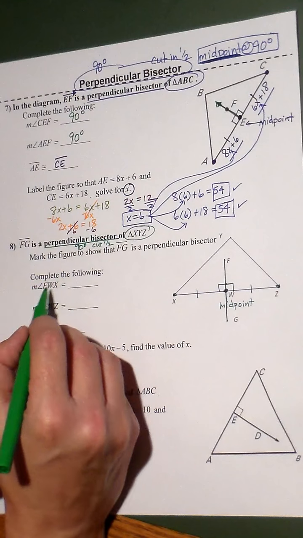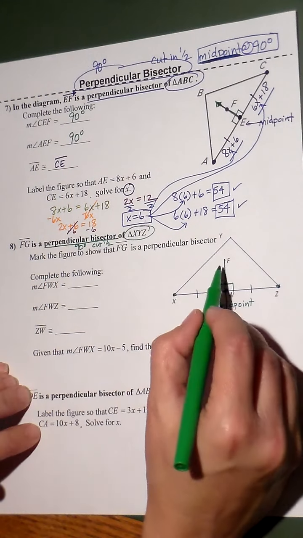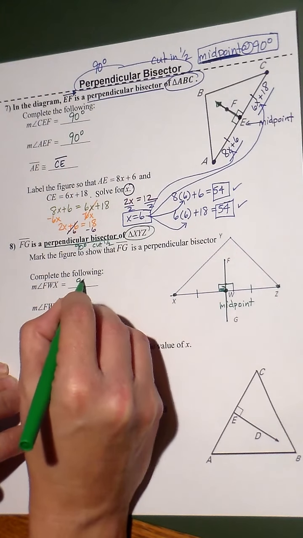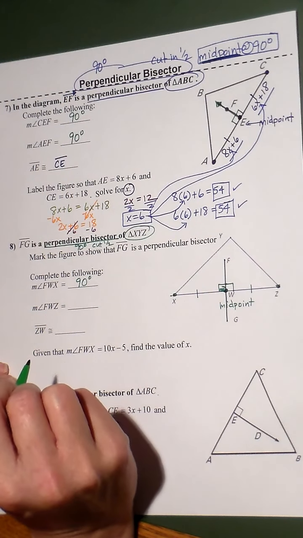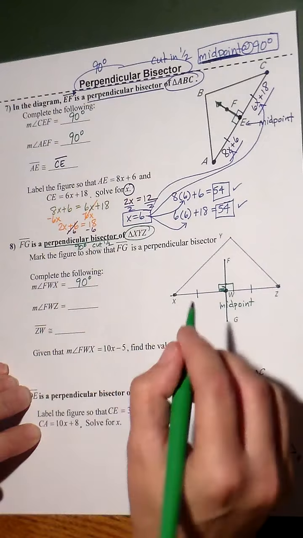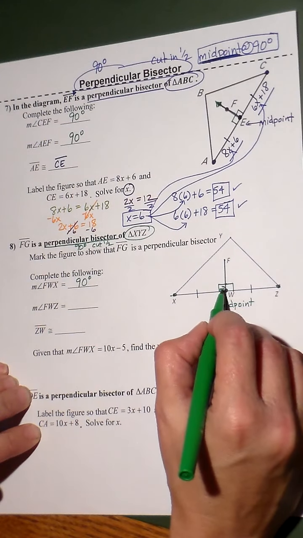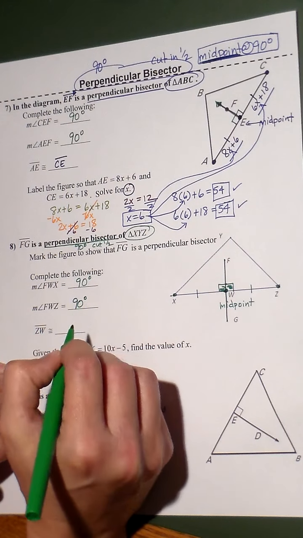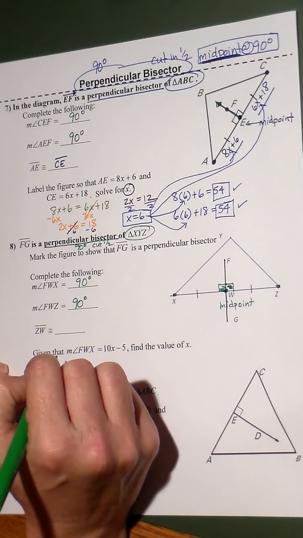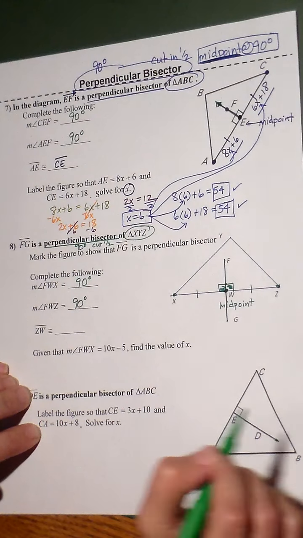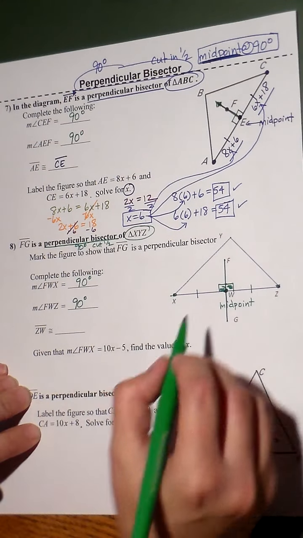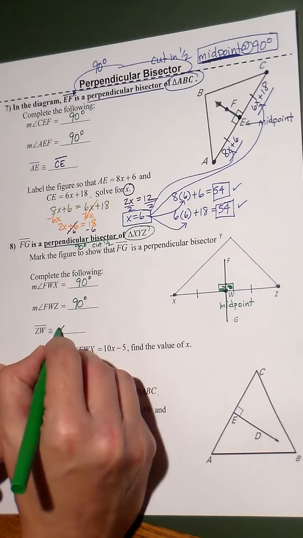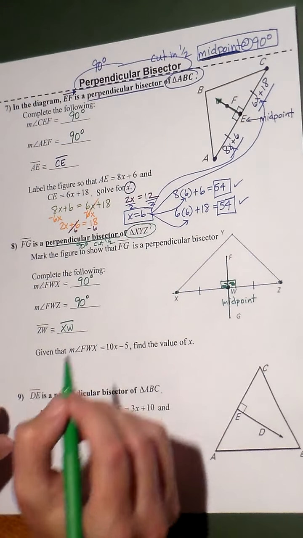So complete the following. What's the measure of FWX? FWX, that's this angle. You guessed it, 90 degrees. You win absolutely nothing except for my praise. And what's the measure of FWZ? That's this guy. Really, 90 degrees. You guys are so smart. You're correct, 90 degrees. So what is ZW congruent to? Well, ZW would be congruent to XW because that's the midpoint.